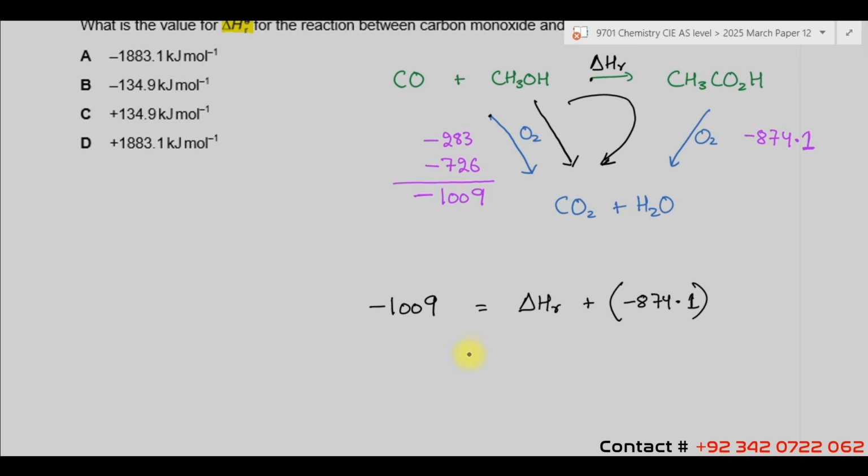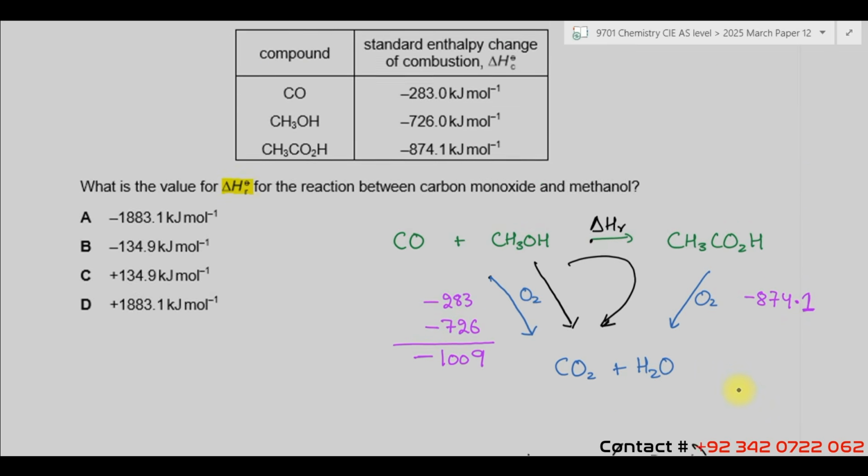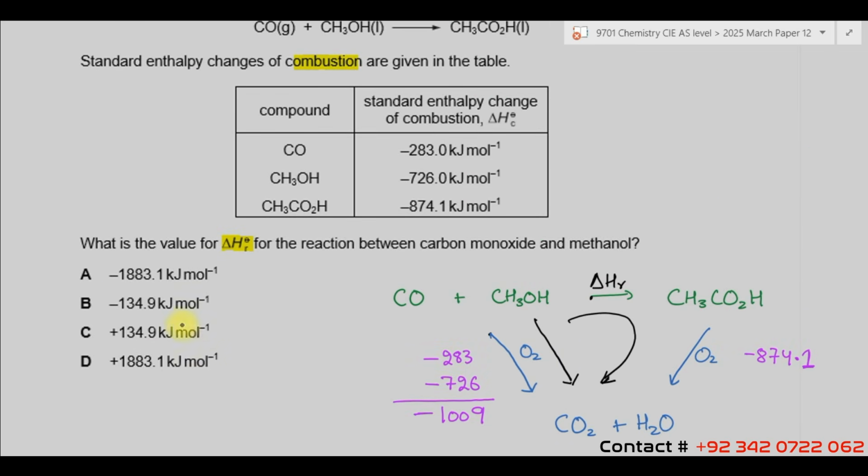We have to find delta HR. As this one is negative, it goes over there and becomes positive. So the answer is minus 134.9. The unit for everyone is kilojoules per mole. So the correct answer is B.